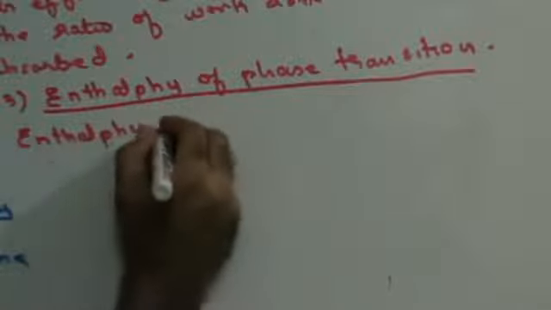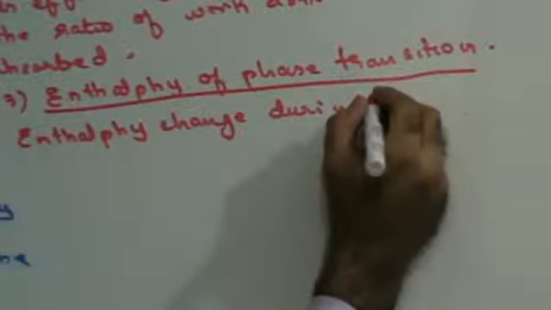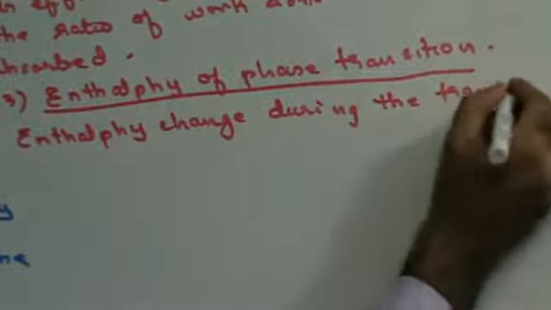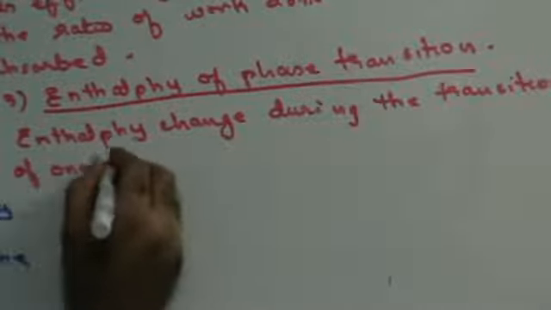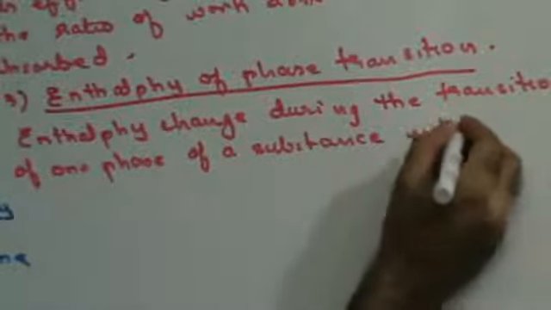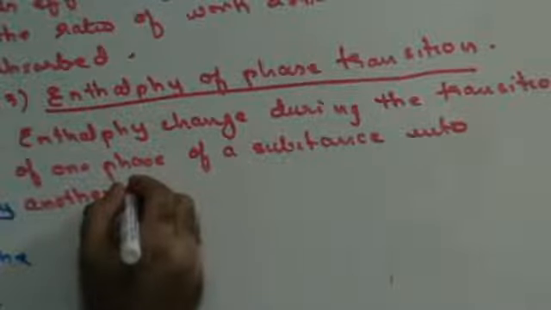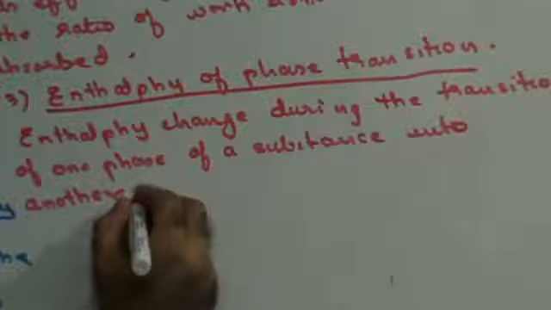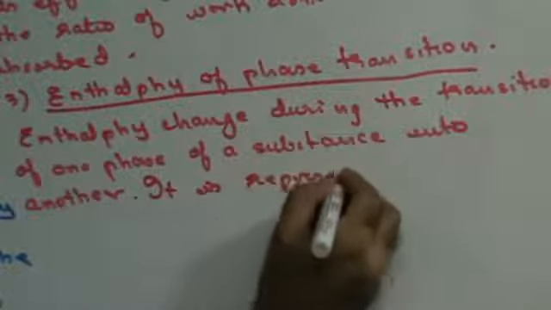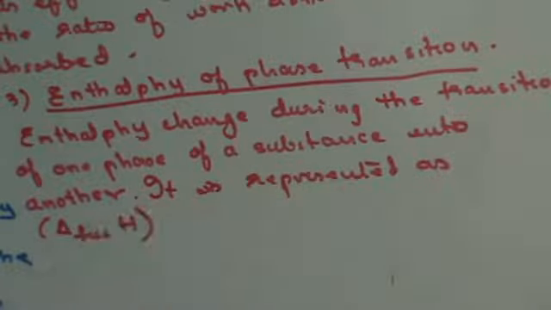Enthalpy of phase transition is the enthalpy change during the transition of one phase of a substance into another. That would be your enthalpy change, enthalpy of phase transition, right? It is represented as delta fusion H. Fine, do we get this in here? So this is going to be my enthalpy of phase transition.